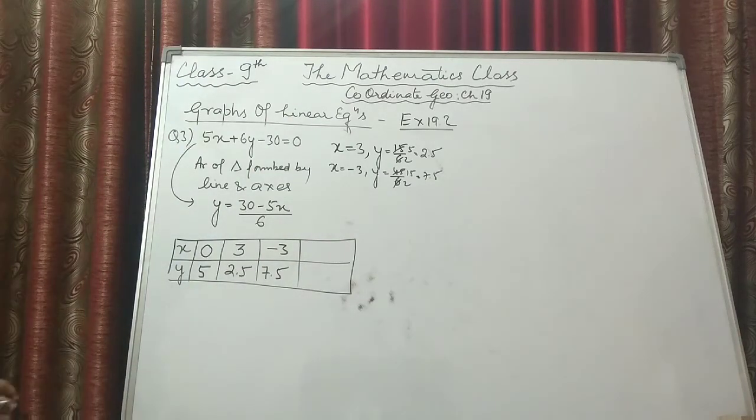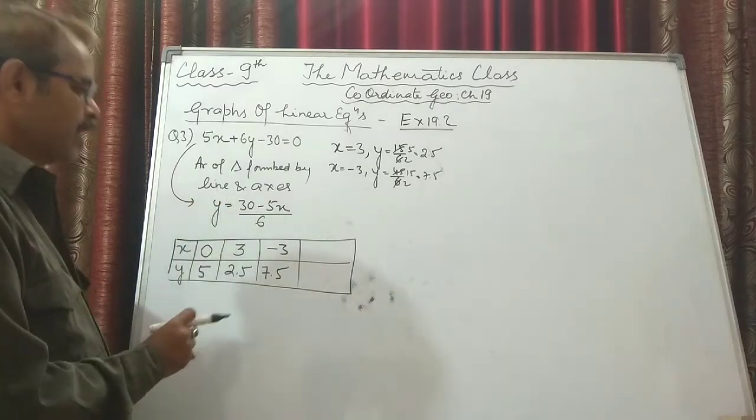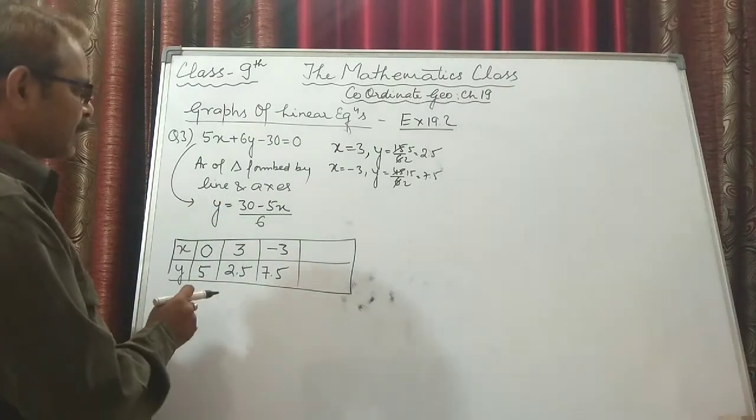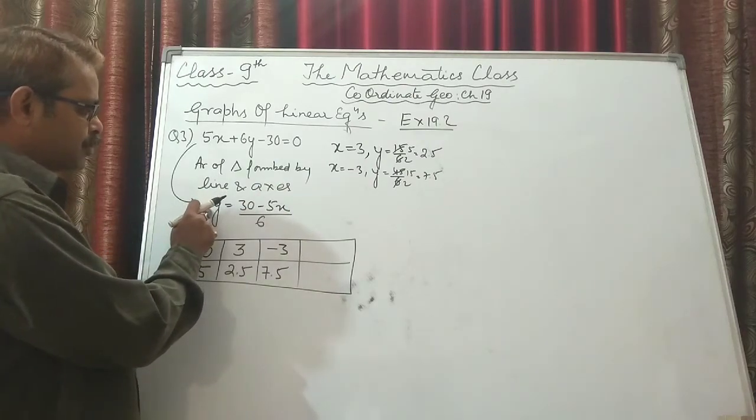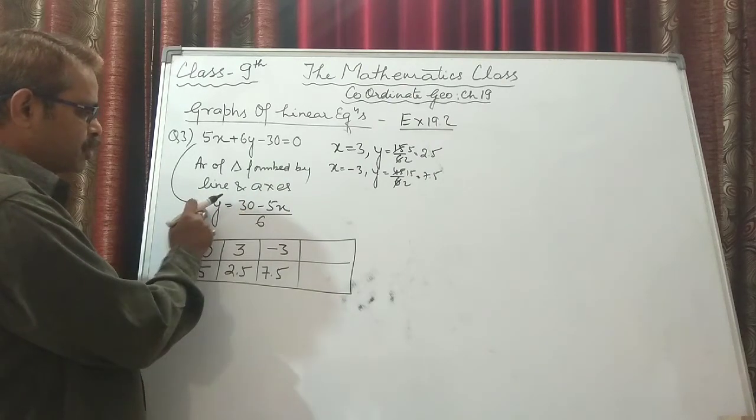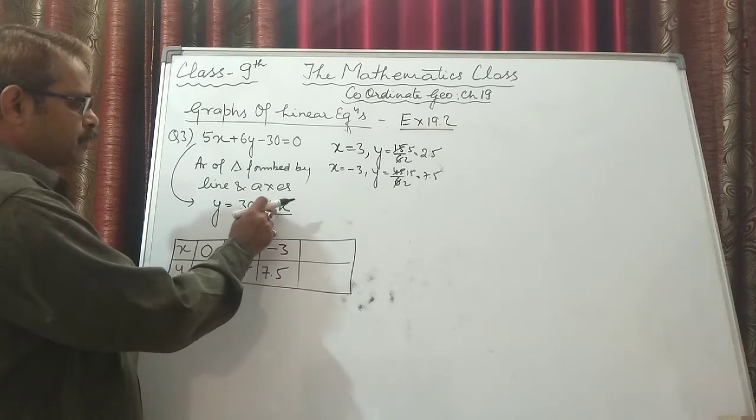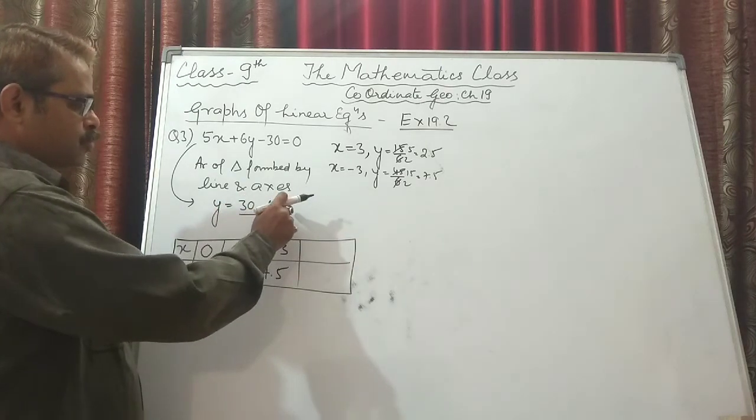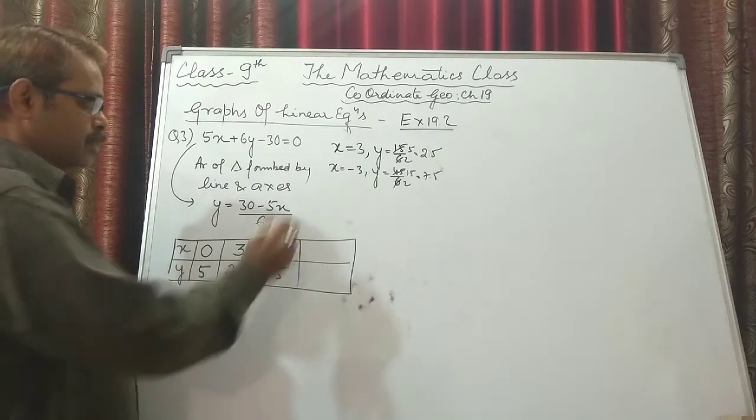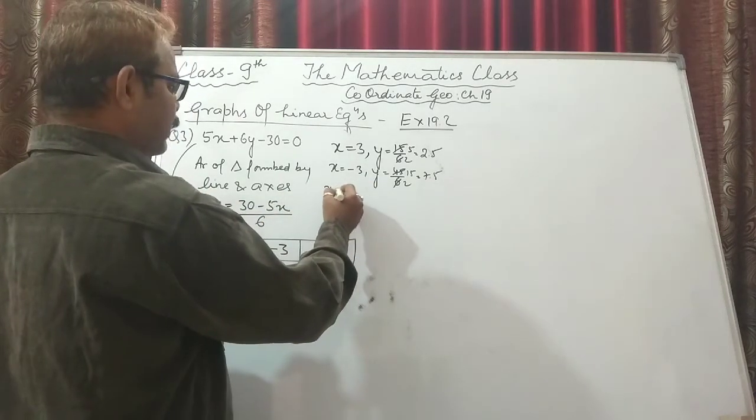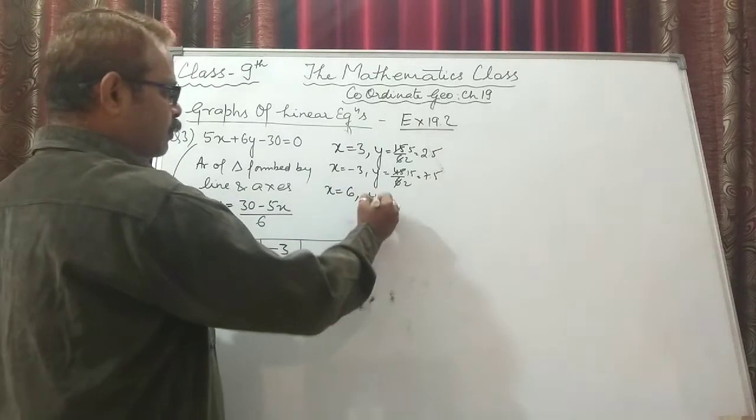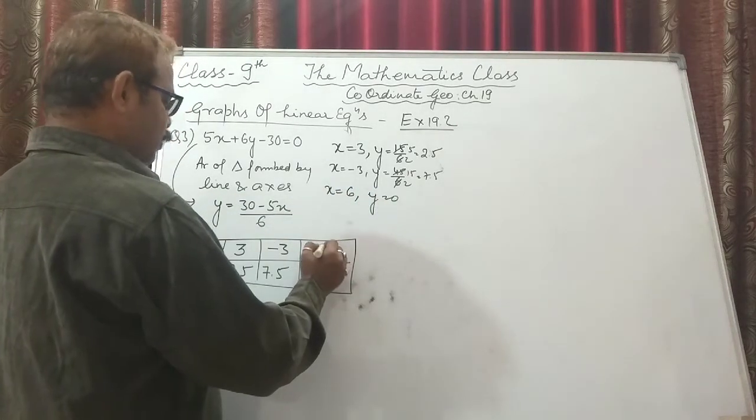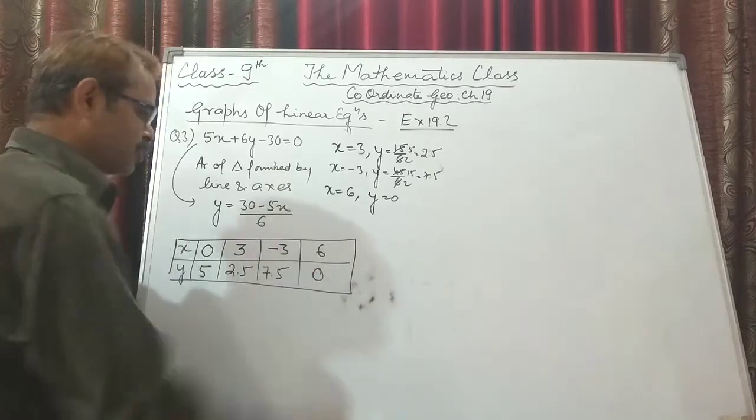Now we will draw our diagram with the help of these 3 points. One more thing I wanted to tell: if you want to find out the value of x, you just put the value of y as 0. When y is 0, this also will be 0. So 30 minus 5x will be equal to 0, so x will become 6. Even we can say when x is equal to 6, 30 minus 30 is 0, so y will become 0. So when x was 6, y was 0.